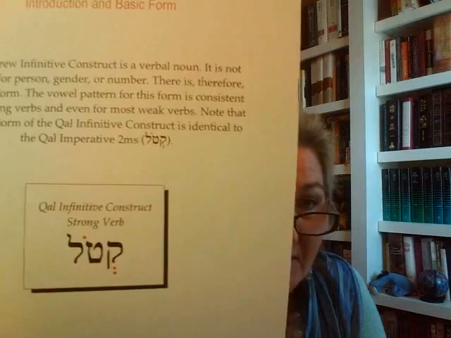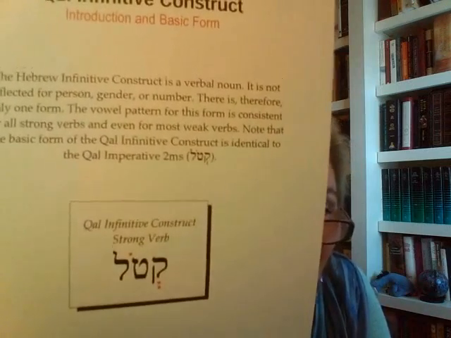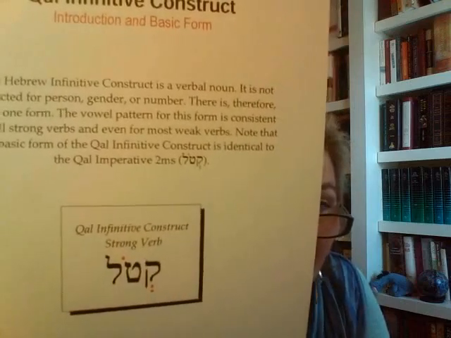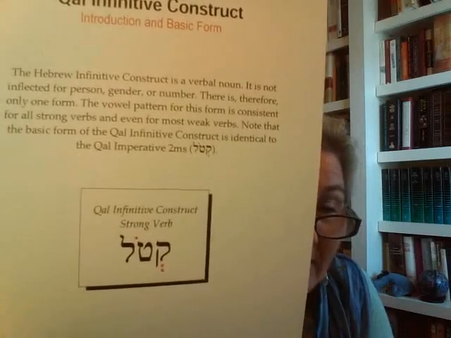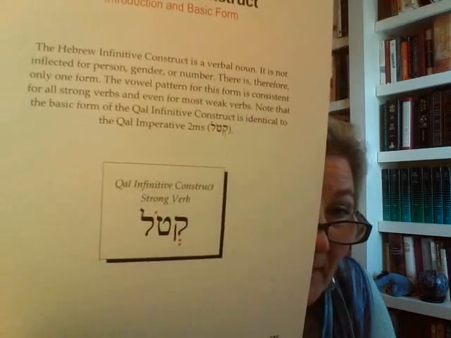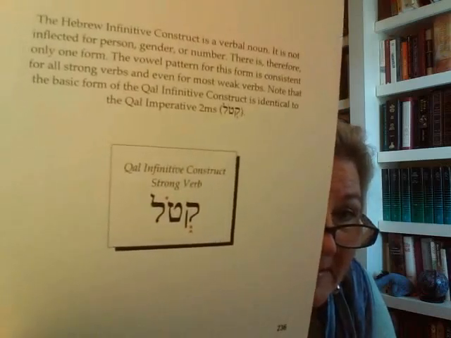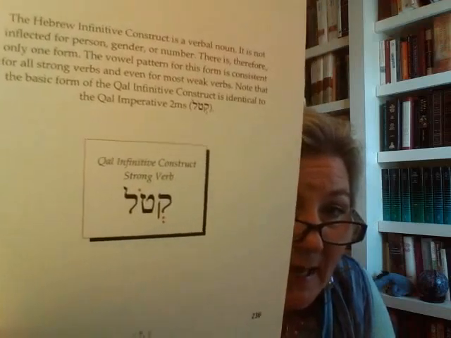And the Qal infinitive construct, the Hebrew infinitive construct, is a verbal noun, and it's not inflected for person or gender or number. So when you parse it, there won't be a third masculine singular or a second feminine plural because it's not inflected for person, gender, or number. There is therefore only one form, and the vowel pattern for the form is consistent for all strong verbs and even for most weak verbs.